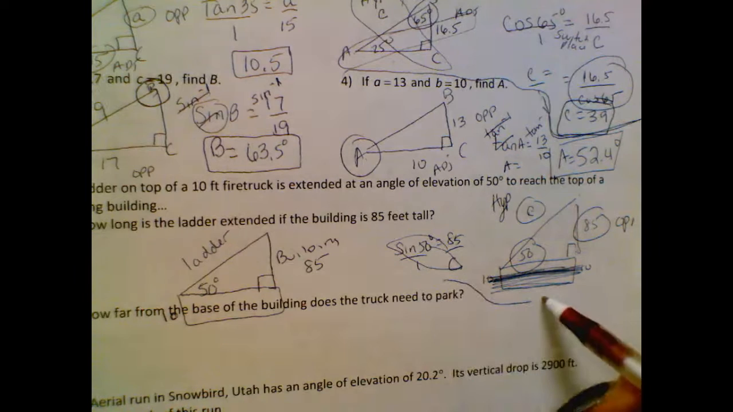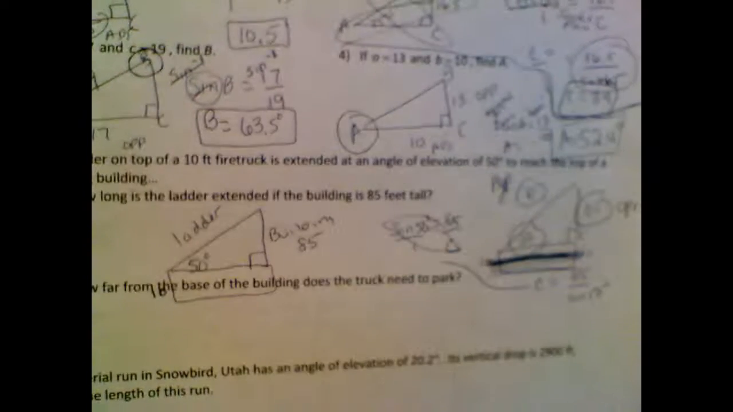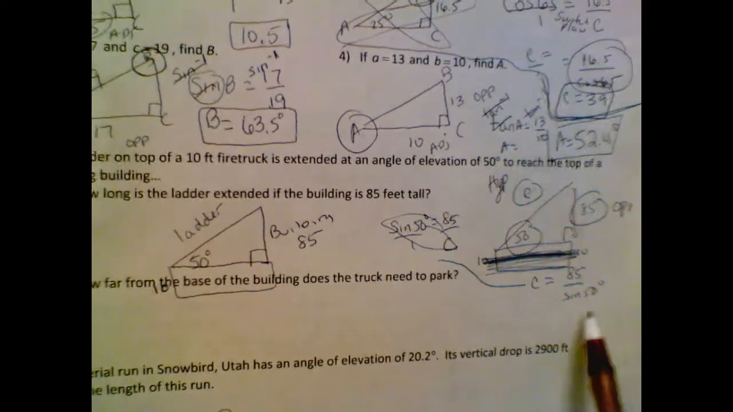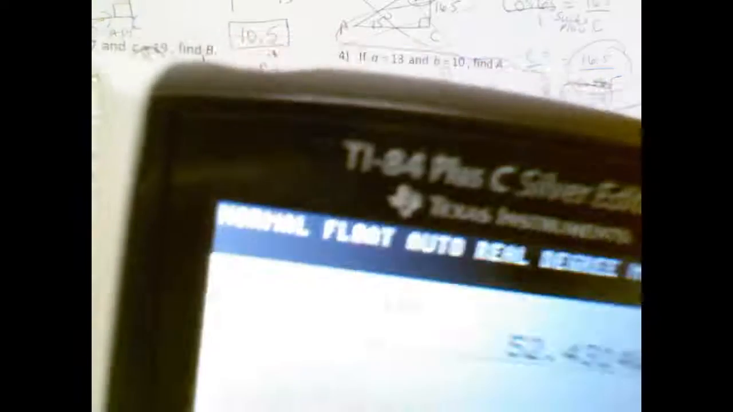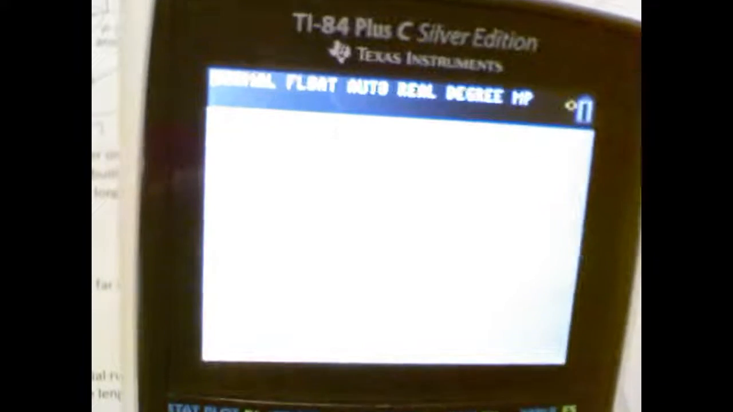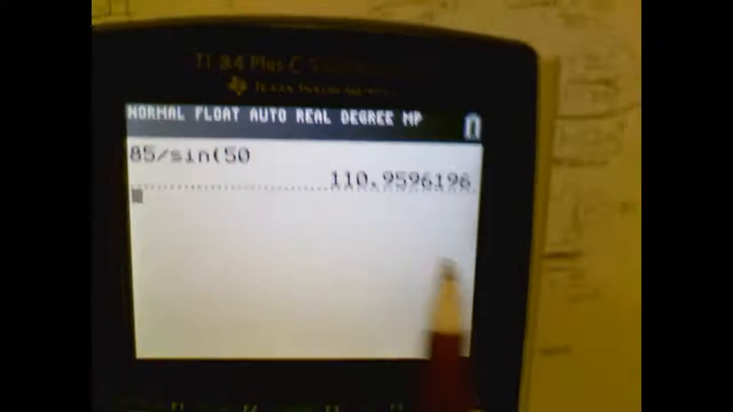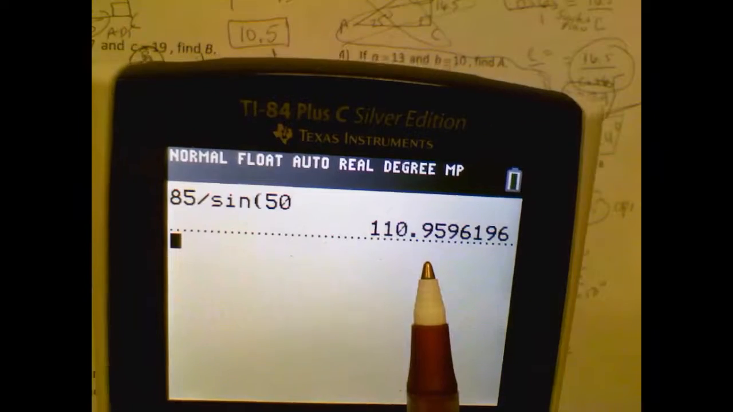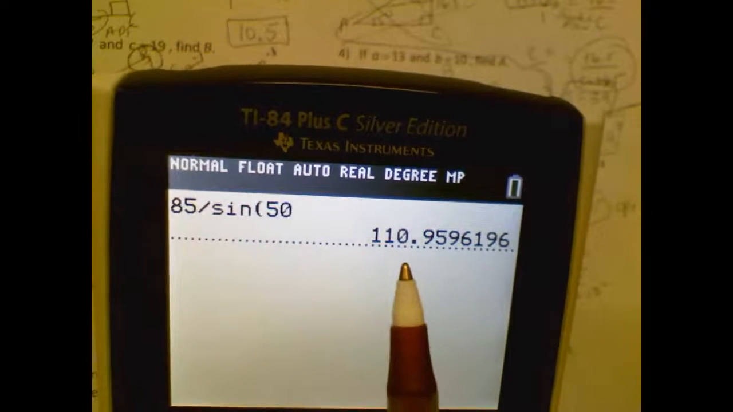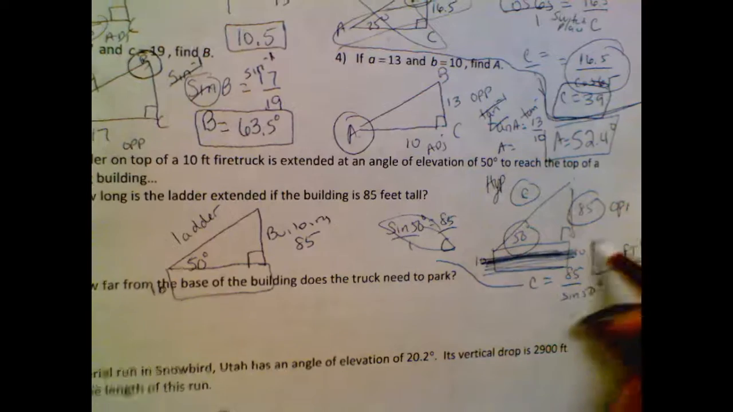So I need room. Let's go down here. So C equals 85 over sine 50. So go to your calculators. Take 85 divided by sine 50. Answer is 110.95. So the 5 rounds the 9 to a 0, and the 0 rounds the 0 to a 1. So this should be 111 feet. The ladder is 111 feet long.